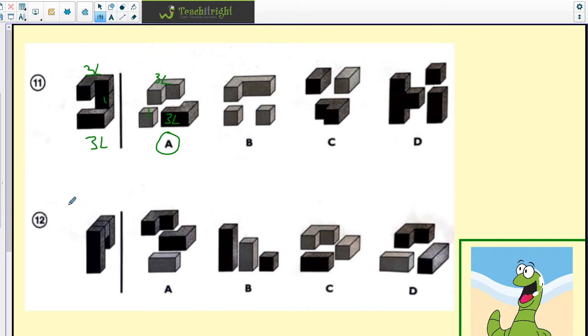Final one, question 12. See what I can spot. This one goes up 2 at the back, so the back one is a 2. In between there's a 1, that's all it can be. And then this one here is a 1, 2. And is it a 3? I think it is a 3.